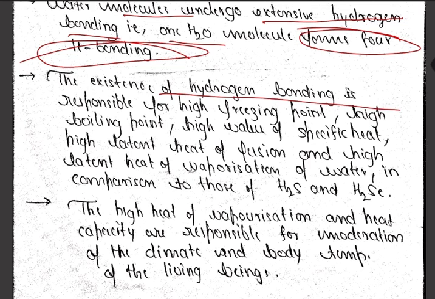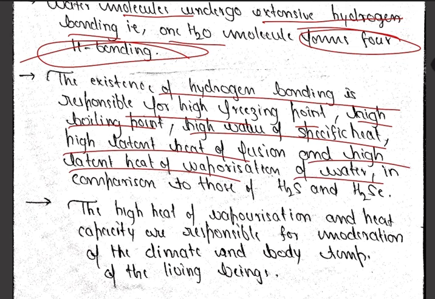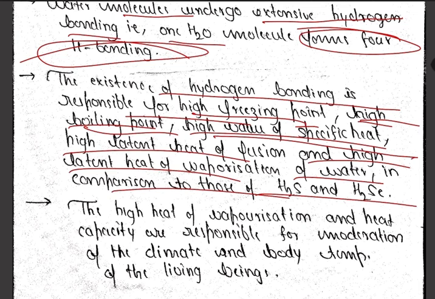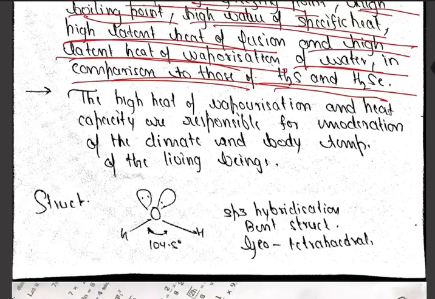The existence of hydrogen bonding is responsible for the high freezing point and high boiling point, high value of specific heat, high latent heat of fusion, and high latent heat of vaporization of water in comparison to those of H2S and H2Se. There are 4 hydrogen bonds in the water molecule, which is responsible for these properties.